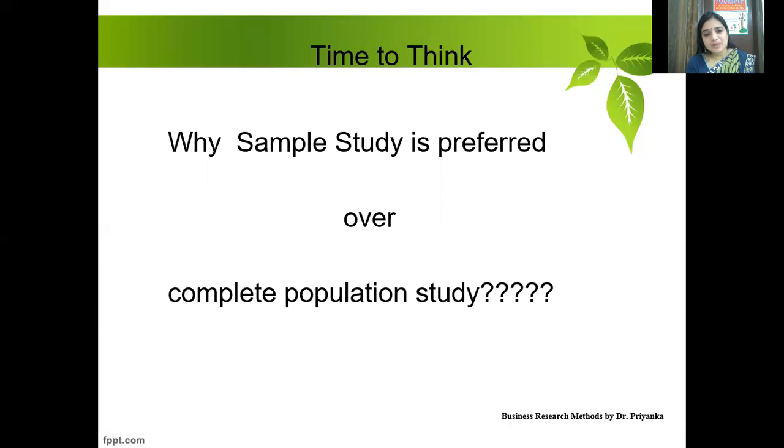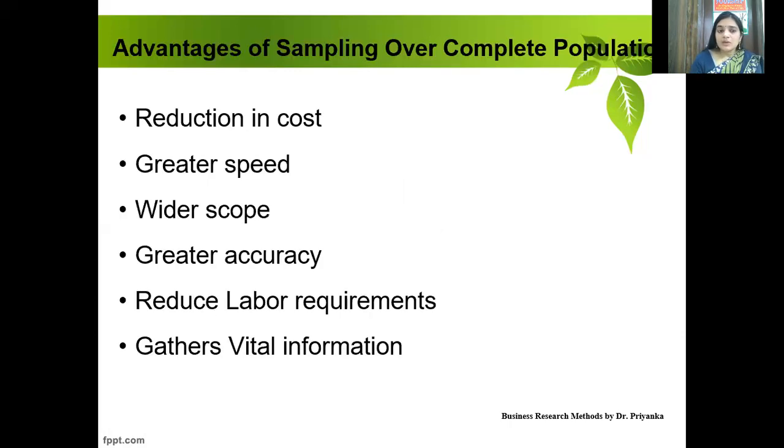Why is a sample study preferred over a complete population study? Why do we prefer it? There are so many reasons. Number one, reduction in cost. For example, you go and study 1,000 people, or you go and study 100 people. That actually reduces the cost. You have to take printouts of 100 questionnaires in the case of 100 people, and 1,000 printouts in the case of 1,000 people, right? So that is the primary reduction in cost.